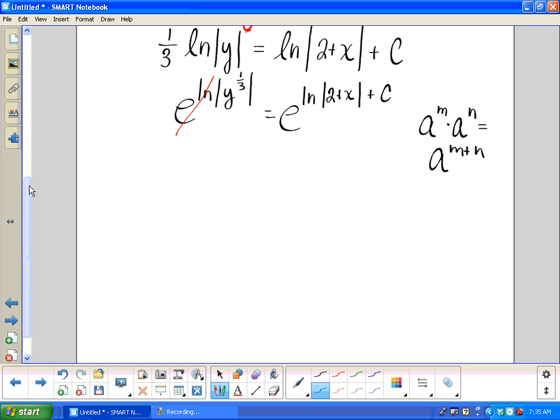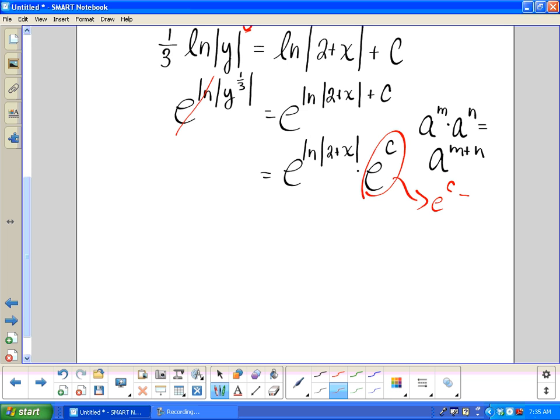And we end up with lots of ln's and e's, so we're going to do this a few times. So this is going to become e to the ln of the absolute value of 2 plus x times e raised to the c power. And then I told you that if we have a constant, e raised to the c, 2 times c, we're just going to take this thing right here and rewrite this as c. And I'm going to put it in front. So I end up with this right here. You know that this e and the ln will cancel. So let's go ahead and do that.